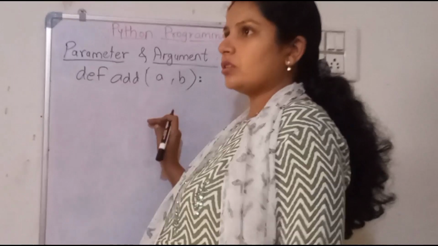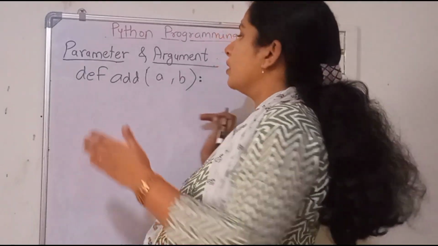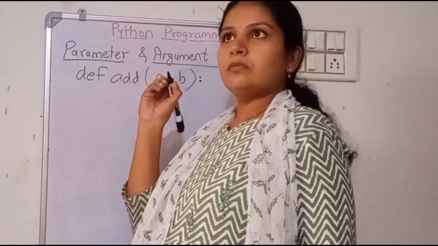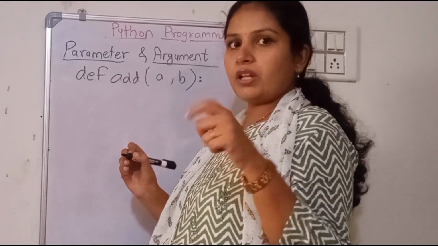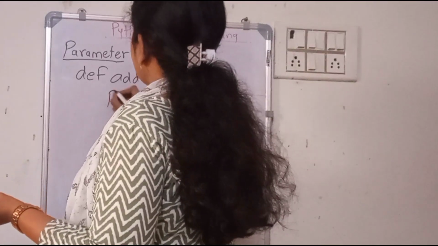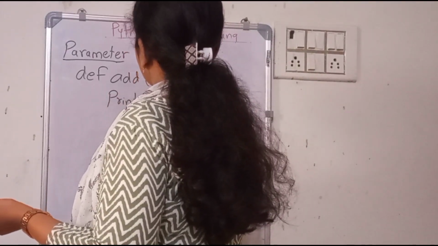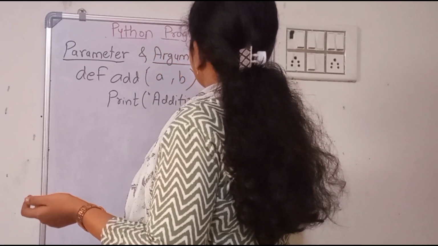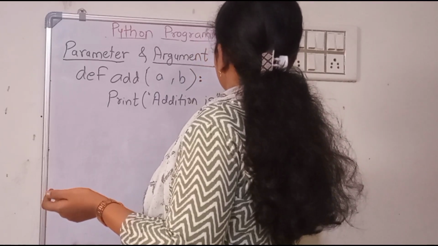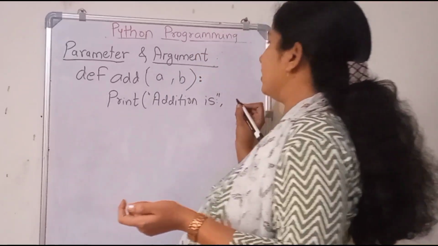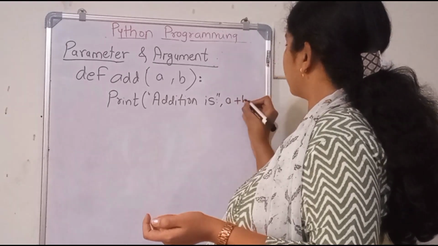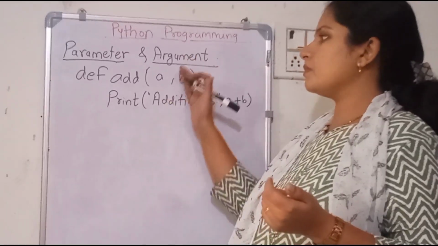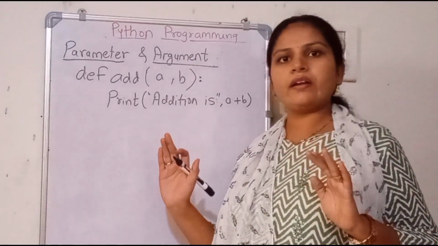Inside that you are executing the addition operation between these. Here I am using the formula inside the print function only. So I am just printing "addition is", a plus b. I am performing the addition here. So this is the definition of my function.